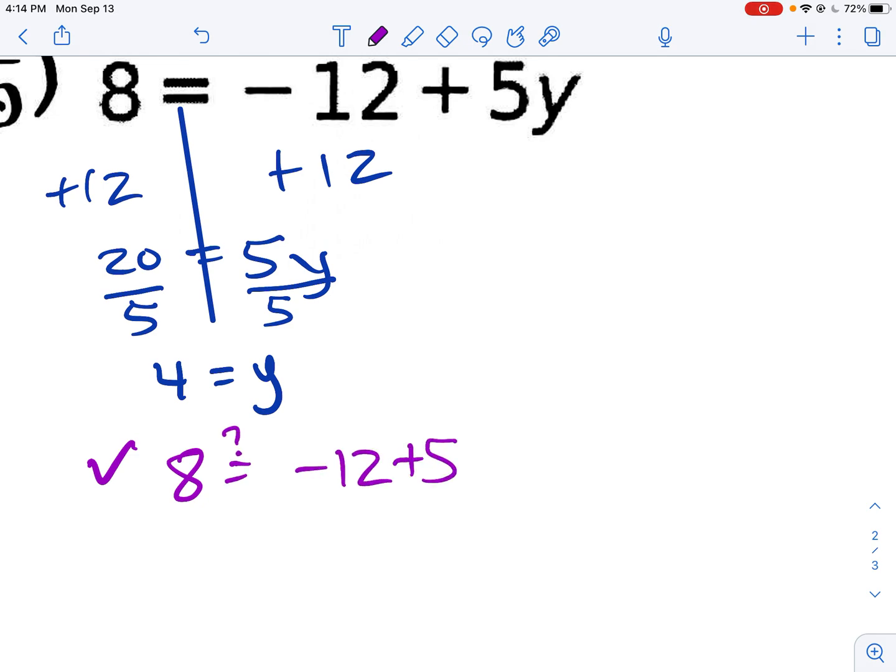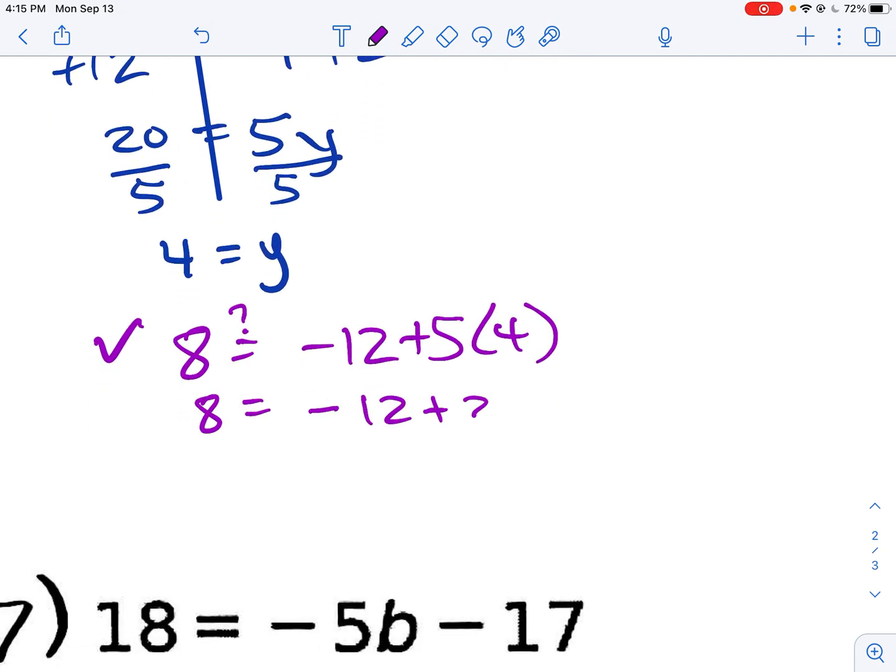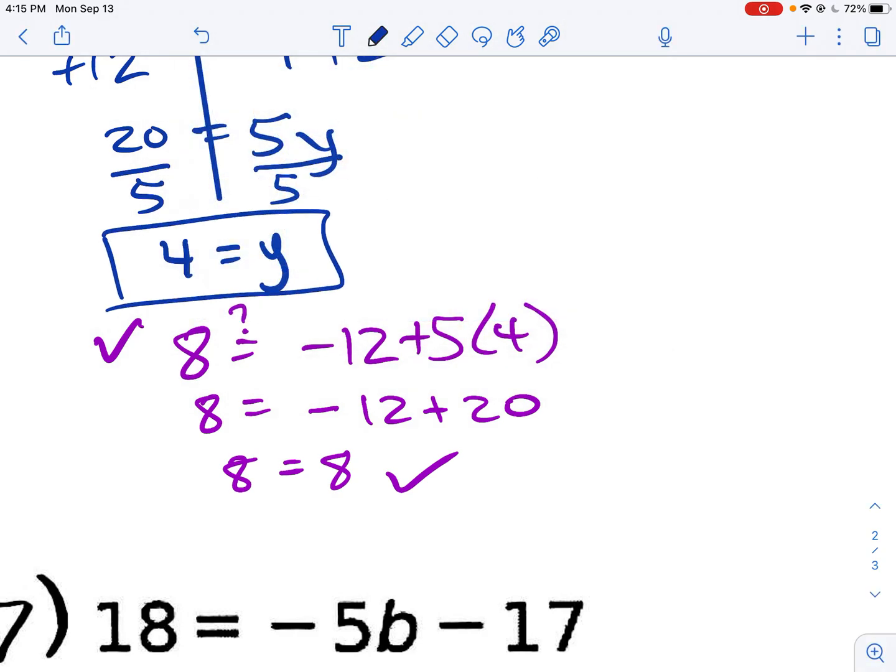So 8. Is that equal to negative 12 plus 5 times 4? So 8, negative 12 plus 20. 20 minus 12 is 8. So yes, we have the correct answer.